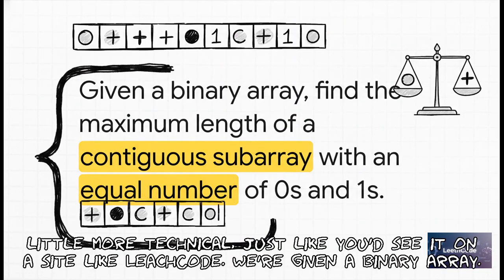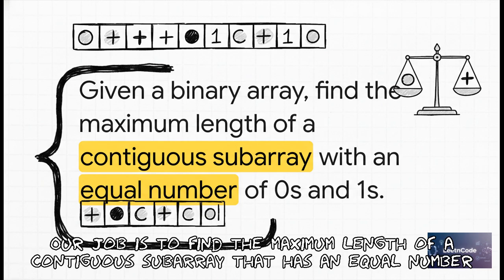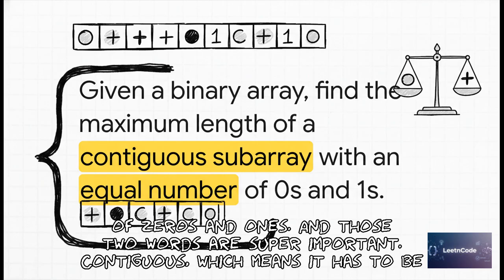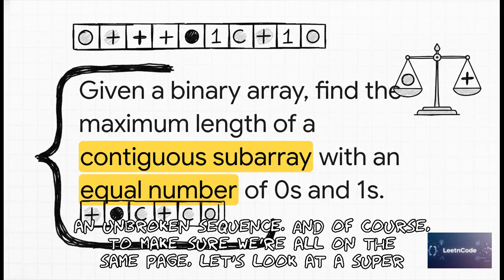All right, let's get a little more technical, just like you'd see it on a site like LeetCode. We're given a binary array. Our job is to find the maximum length of a contiguous subarray that has an equal number of zeros and ones. And those two words are super important. Contiguous, which means it has to be an unbroken sequence, and of course, equal.